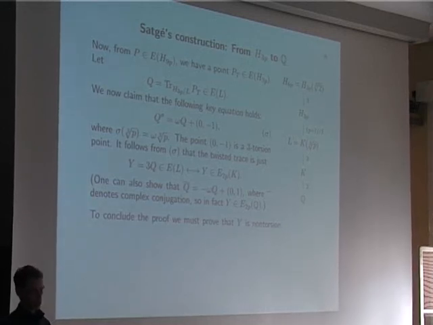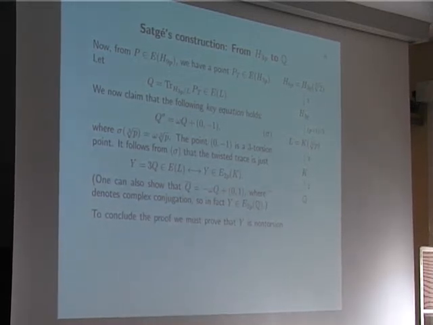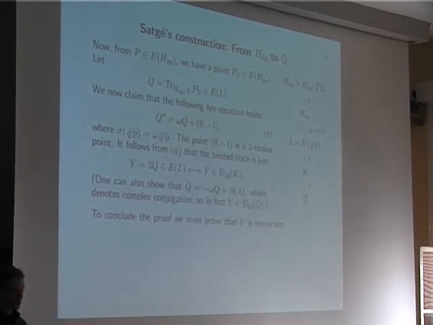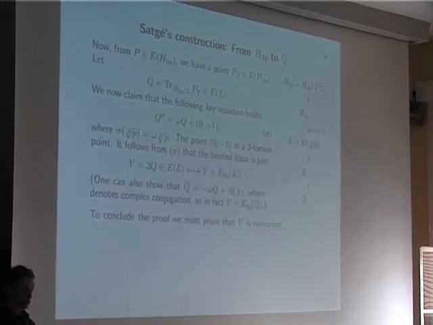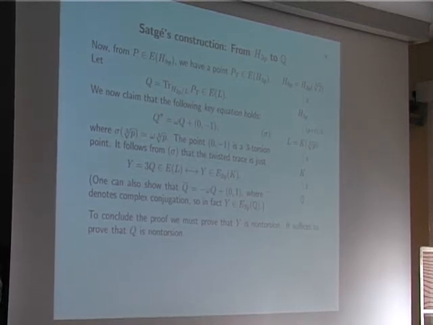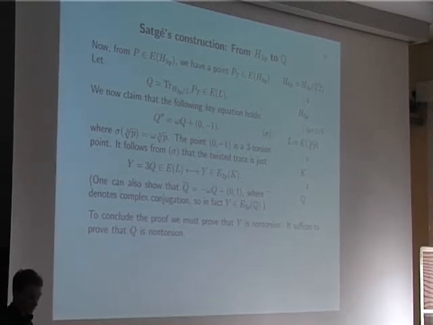All right, so the thing that's always lurking in the background is that it's easy to construct points on elliptic curves, but the hard part is to show that it's non-torsion. So here, because we have a key equation at our disposal, we're going to be able to show that this point Y is non-torsion. So Y is just 3 times Q. So if we want to know that Y is non-torsion, it's enough to know that Q is non-torsion.